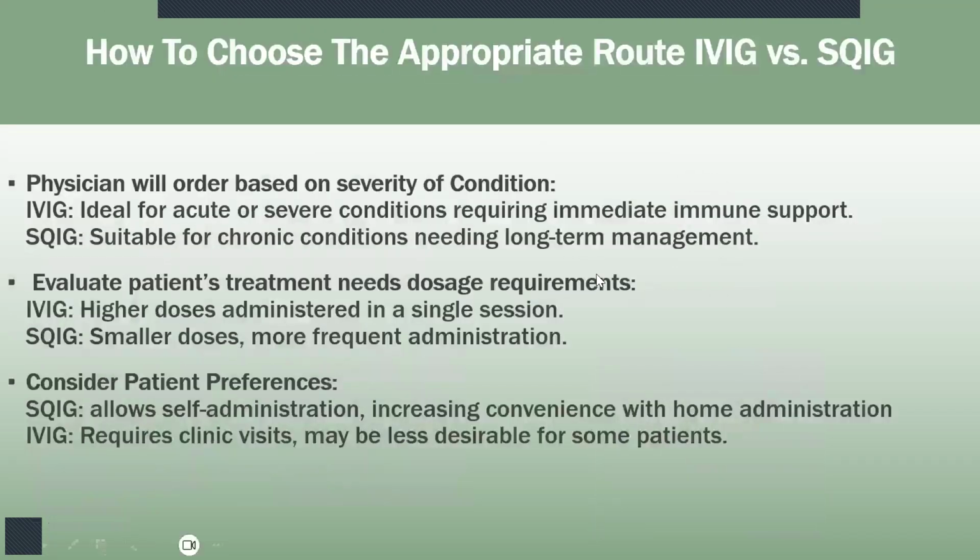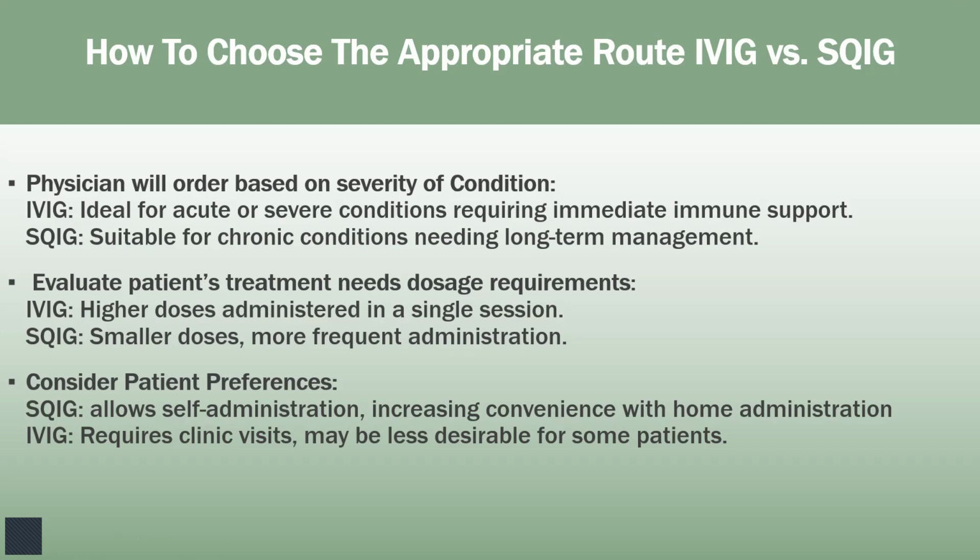Moving on. How do you choose the right route? Should you do IVIG for your patient or do you want to give it subcutaneously? So your physician will order based on the severity of the condition. IVIG is ideal for acute severe conditions that really need that immediate support because you can give that bigger dose right up front. Subcutaneous is for someone that has a chronic condition and needs long-term management.